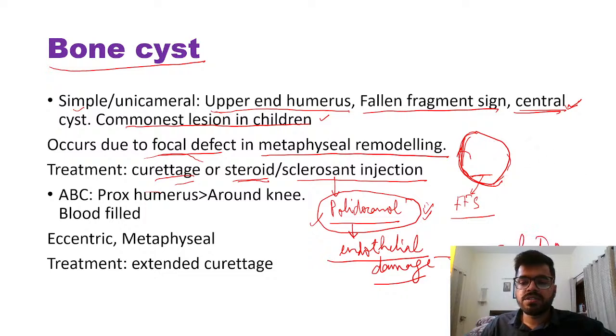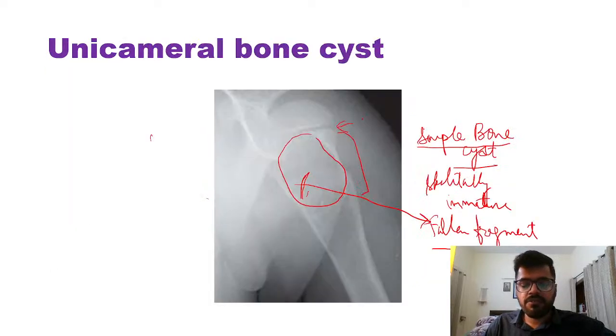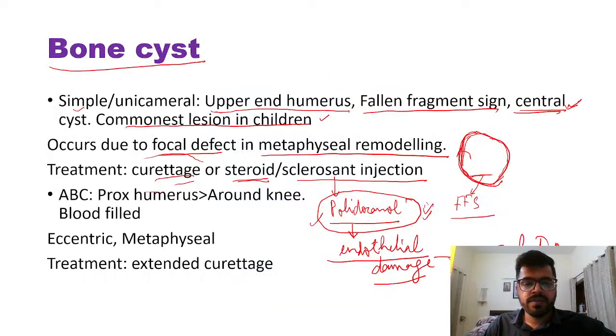So basically jhadu lagana, that is curettage. So all the contents are scraped off from the cavity. So that is it for simple bone cyst. Single cavity, central location, proximal humerus, metaphysis, skeletally immature. And treatment is sclerosant injection or curettage.